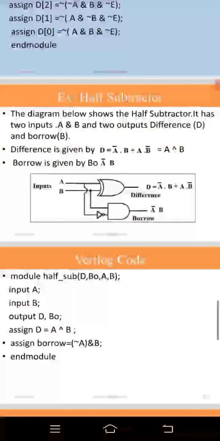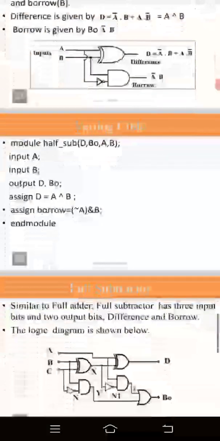Verilog code: module half sub (D, B O, A, and B). Input A, input B, and output D, B O. Then assign D is equal to A XOR B. Assign borrow is equal to A' and B. End module.